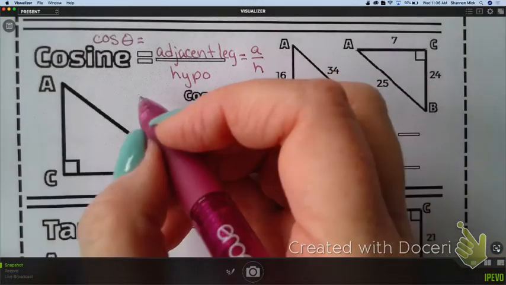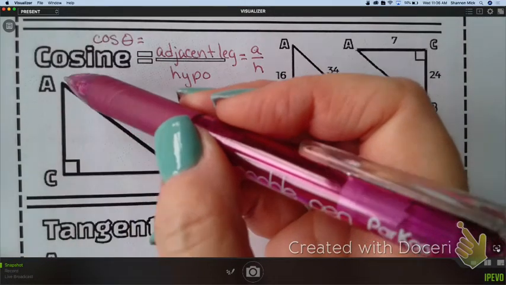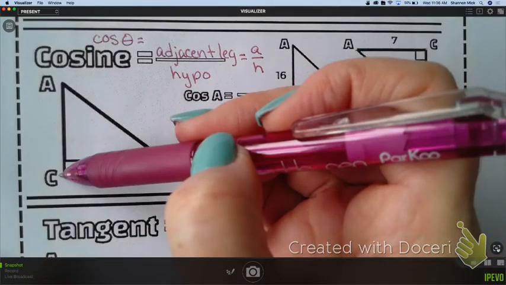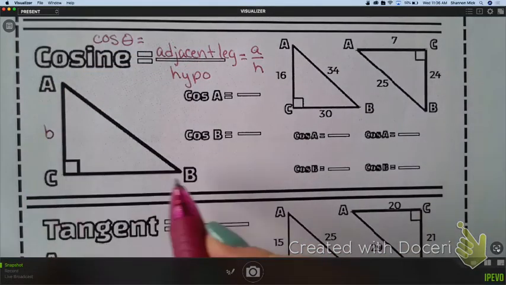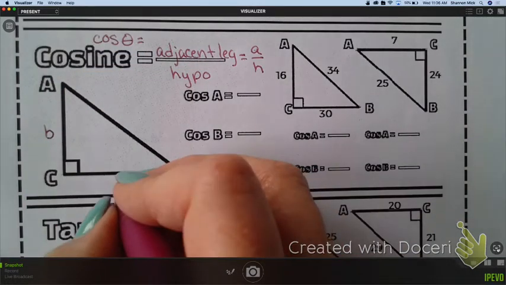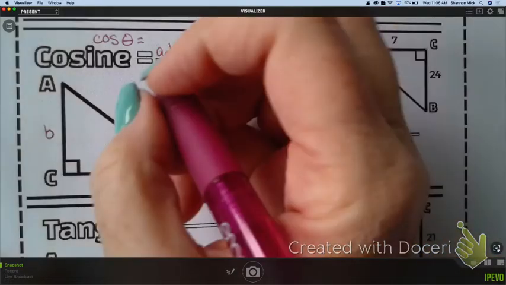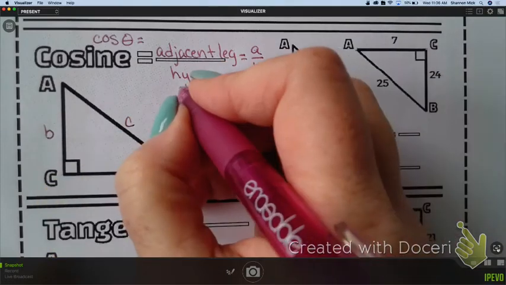Okay, so help me label this triangle over here with A's, B's, and C's. What would I label the side AC as? B. And what would C be? A. What would BC be? That's weird. And AB? C. Okay, so again, we're going to do these over here.